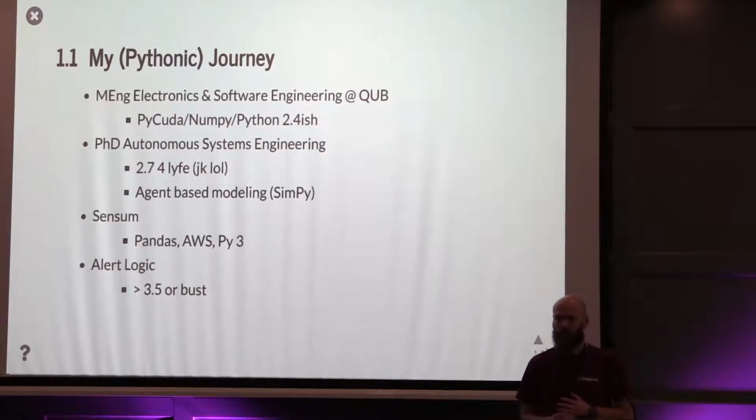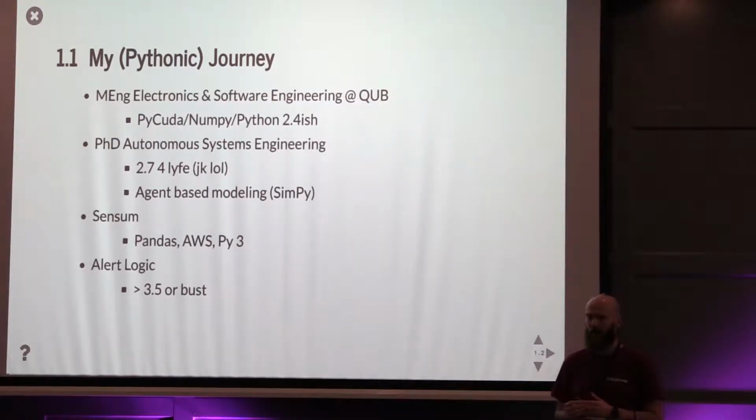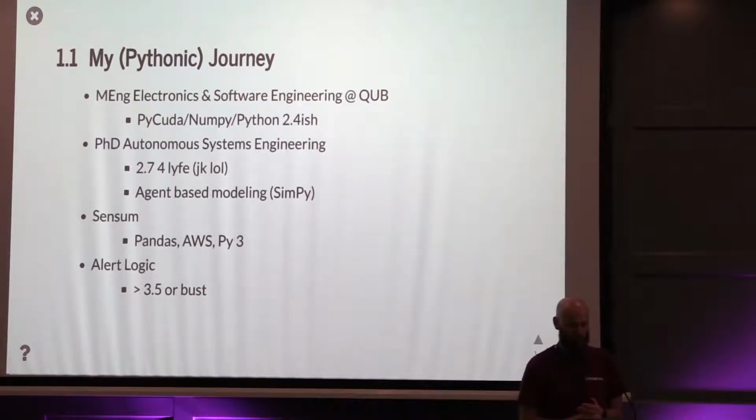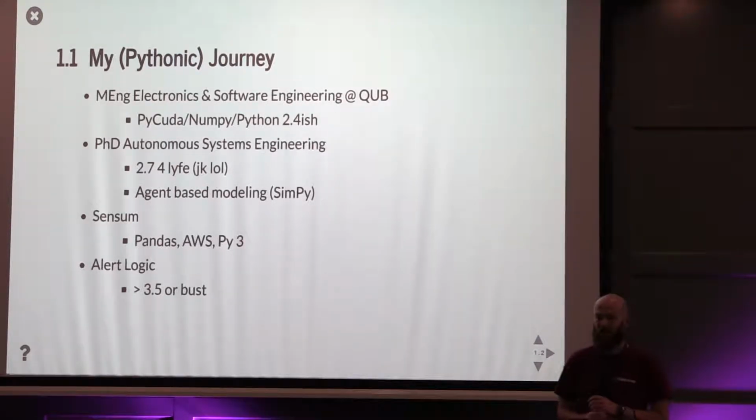I then spent some time working at a startup called Sensum, doing wearable biometrics, and that was where I got heavily into proper data analysis with Pandas, doing loads of serverless AWS stuff, and finally doing the migration to Python 3. At Alert Logic, if it's anything lower than 3.5, I don't want to see it. F-strings are just too damn nice.